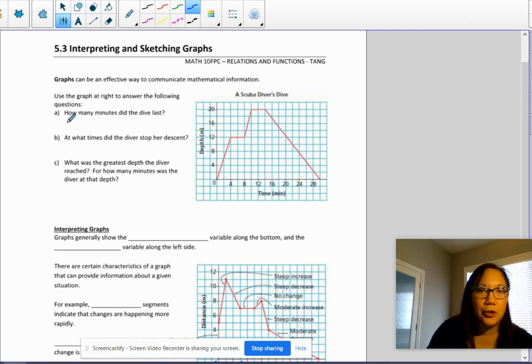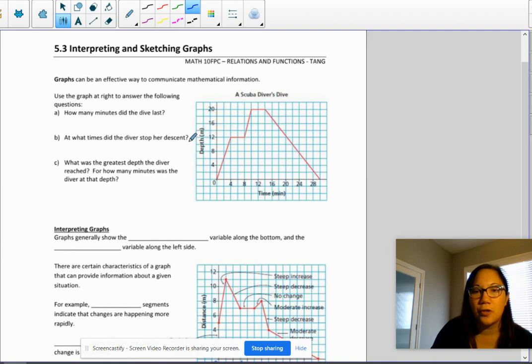So this section is on interpreting and sketching graphs. Graphs can be an effective way to communicate mathematical information. Use the graph at right to answer the following questions. This one is called a scuba diver's dive. We have depth on the y-axis, which is how far below the surface of the water the diver went, and then we have time in minutes along the bottom.